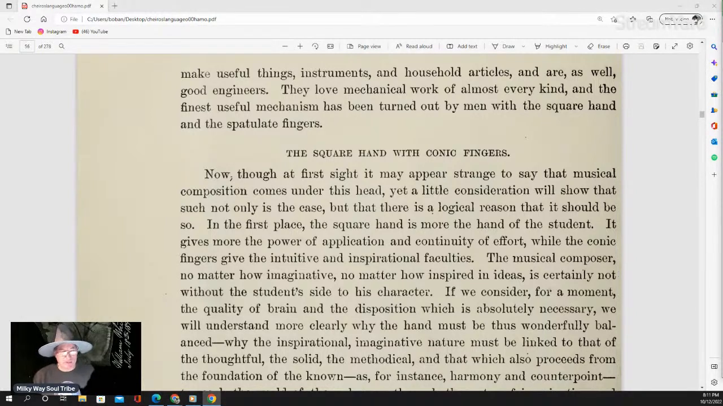I don't think I got spatulate fingers. And the square hand with iconic fingers.